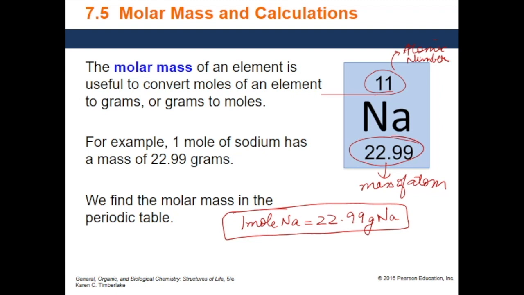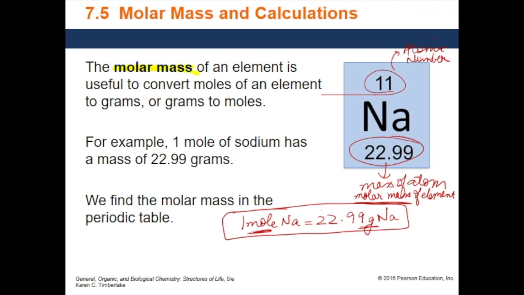So from the periodic table, you can say that 1 mole of sodium will weigh 22.99 grams. This is now a new conversion factor that will help you go between moles and grams. Since the number you see on the bottom is the mass of 1 mole of a substance, it is also called the molar mass of that particular element. Molar mass means the mass of 1 mole of that element in grams.